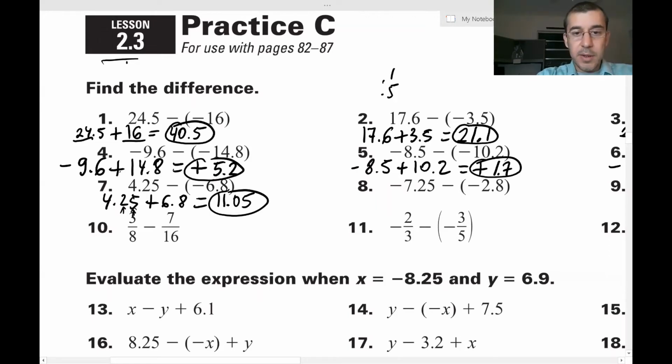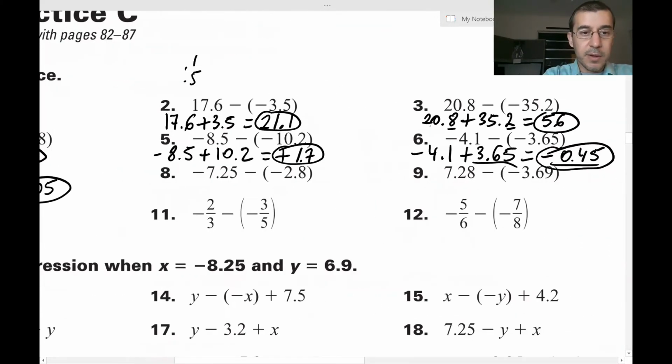Next one, number 8. We have minus 7.25. Minus minus, that's plus 2.8. 7 is greater than 2, so the sign will be minus, and then 7.25 minus 2.8. So let's say 3. So this is 4.25 and 4.45. 4.45 is the answer. And then you can add up these two numbers, 4, 5, 6, 7.25. So yes, this is correct.